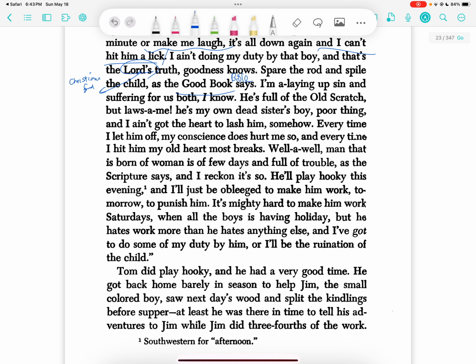"I'm laying up sin and suffering for us both, I know. He's full of the old scratch, but laws of me, he's my own dead sister's boy, poor thing, and I ain't got the heart to lash him somehow." Lash him would be to hit him and kind of ground him for what he does. And so he's my own dead sister's boy. So the reason they're living together is because his mother has passed away, and so he's living with his aunt.